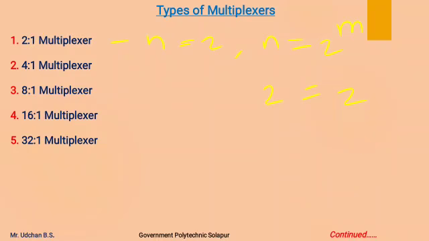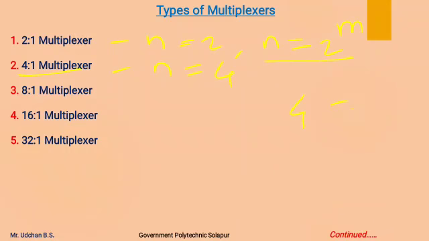Now after that, the second type is the 4:1 multiplexer. It means this has 4 inputs and only 1 output. Here the number of inputs is 4. Again, if we put this in this equation, 4 is equal to 2 raised to m. We can write this 4 in the form of a power of 2, as 2 raised to 2 is equal to 2 raised to m. If we compare the powers, we get m is equal to 2. That means a 4:1 multiplexer has 2 select lines.